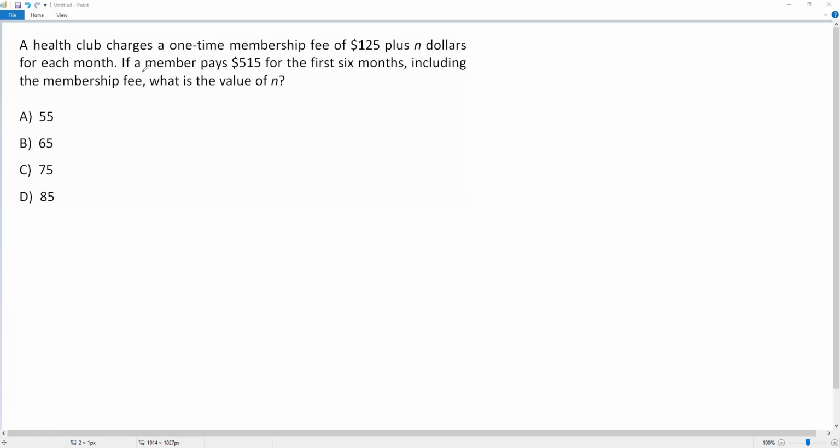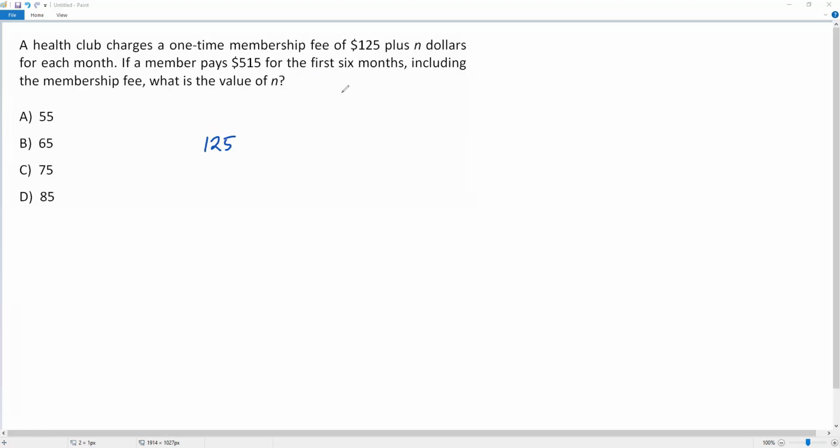Okay, now let's consider the given member. He pays $515 for the first 6 months, including the membership fee. We know that the membership fee is $125. Let me write it. And for each month, he has to pay $N, and we have 6 months.